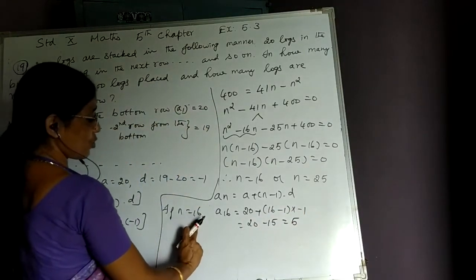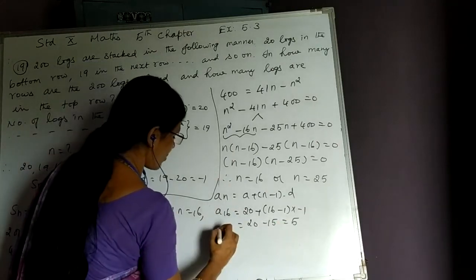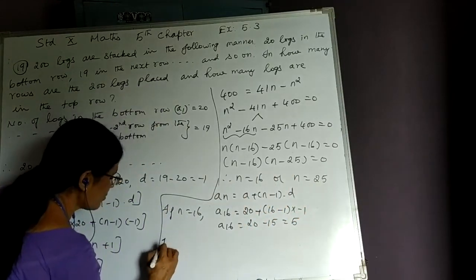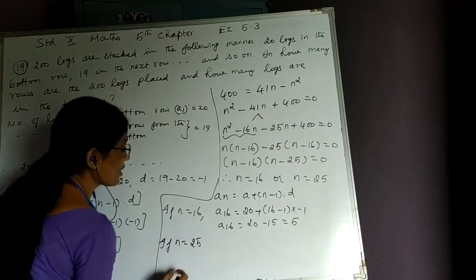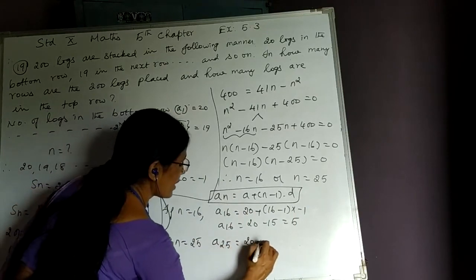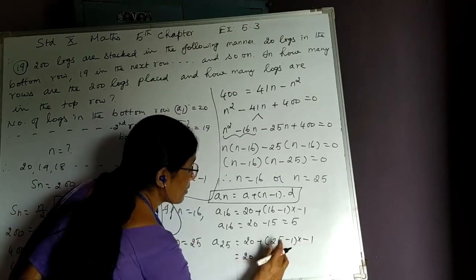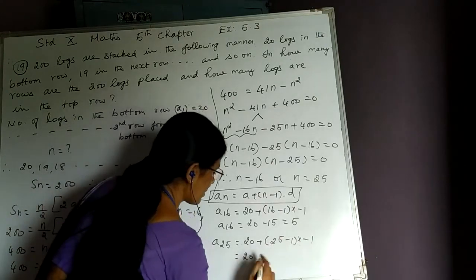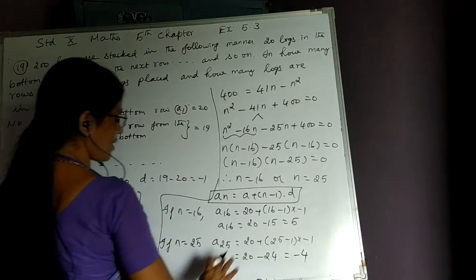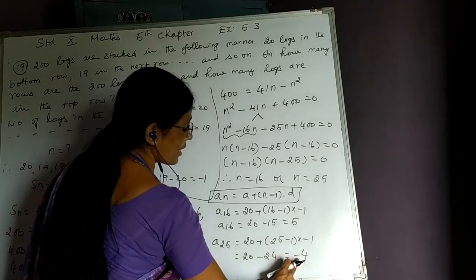So when there are 16 rows, number of logs in the last row, means the topmost row, equal to what? Equal to 5. So one answer we found. Now we are going to try with n is equal to 25. When n is equal to 25, substituted here, we'll get A25 is equal to 20 plus 25 minus 1 into minus 1. 25 minus 1 is 24, minus into minus 1 becomes minus 24, which is equal to minus 4. So when we count the logs, this is number of logs in the topmost row in the second case.